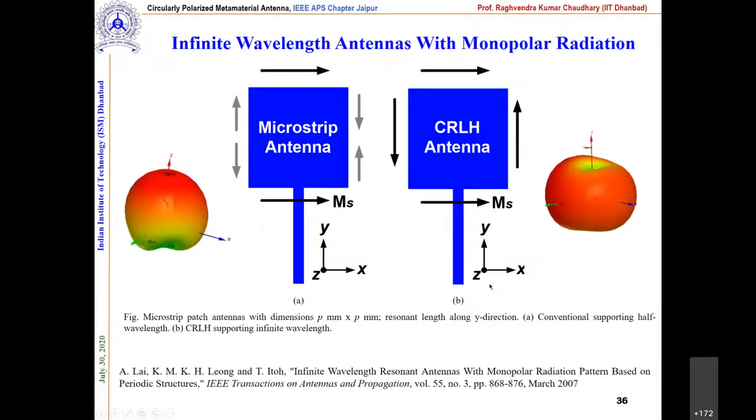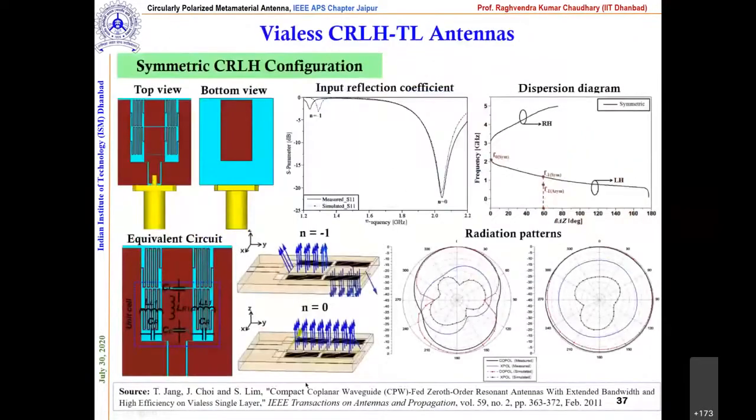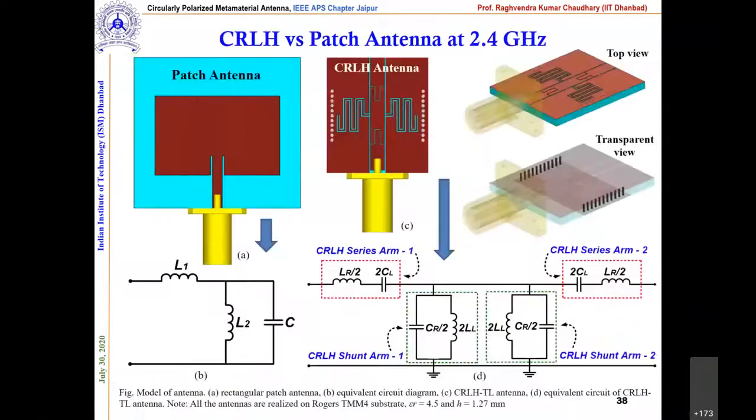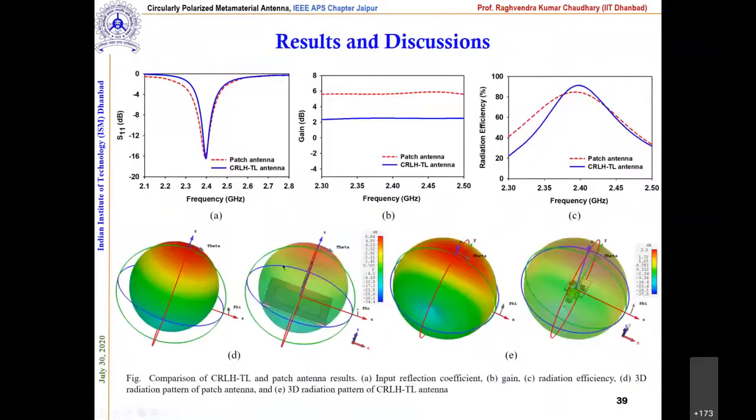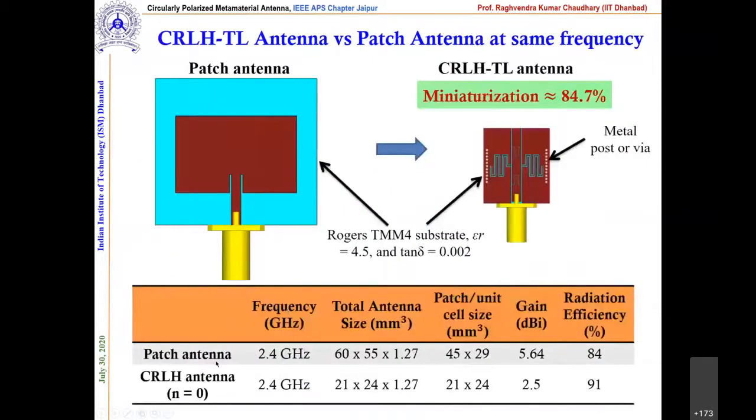Okay. Later on, people also tried other geometries, correct. I will not go into details of this. And there is one very important slide. We try to compare these two things. We developed a patch antenna versus the CRLH antenna at 2.4 gigahertz. So we designed these, and I will try to show the numbers here. For the patch antenna and the CRLH antenna at 2.4 gigahertz, you can see the patch cell size is 45 cross 29 mm square, whereas the CRLH antenna is 21 by 22.